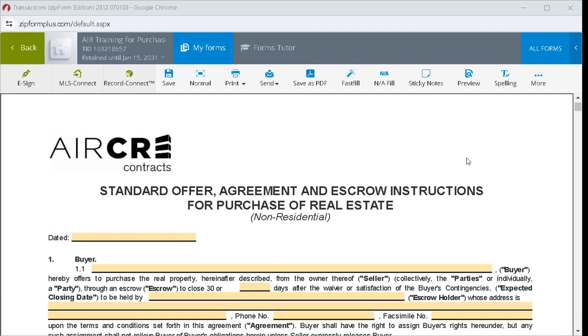Thank you very much and welcome to AIR CRE contracts training on the standard offer, agreement, and escrow instructions for the purchase of real estate, non-residential. I was wondering last night, what does AIR stand for? I've never really heard anybody say anything but AIR, so I looked it up because I was extremely curious. It used to stand for American Industrial Real Estate Association, which was formed in 1960, but now it is just called AIR. CRE stands for commercial real estate. That's just a little trivia for you.